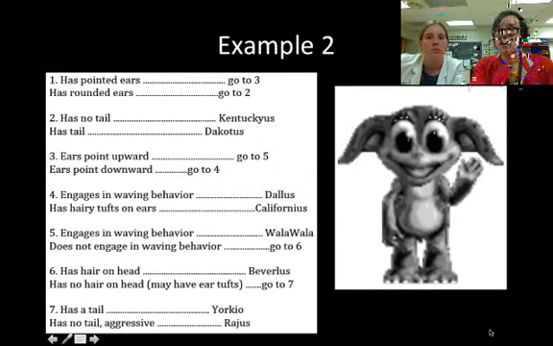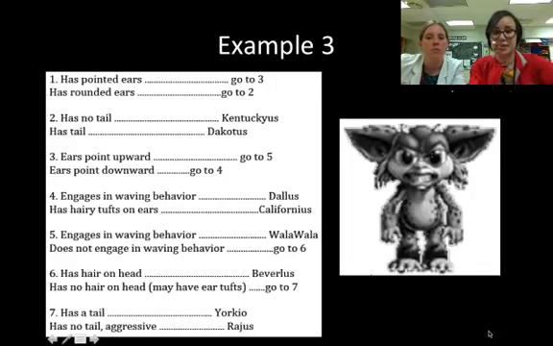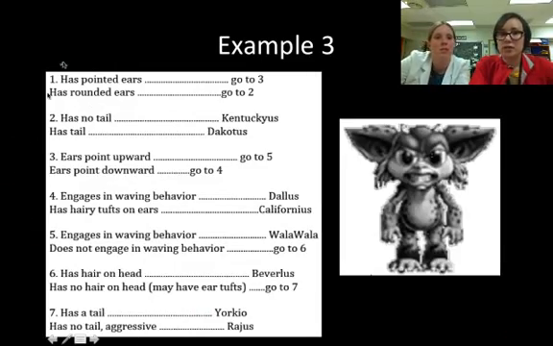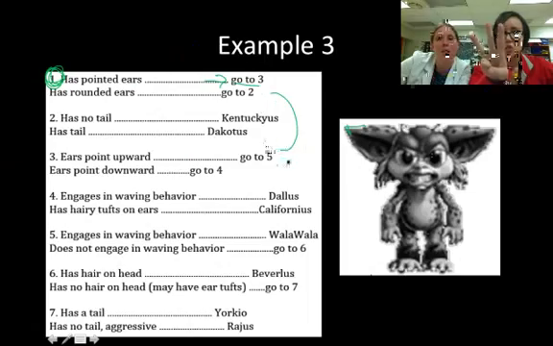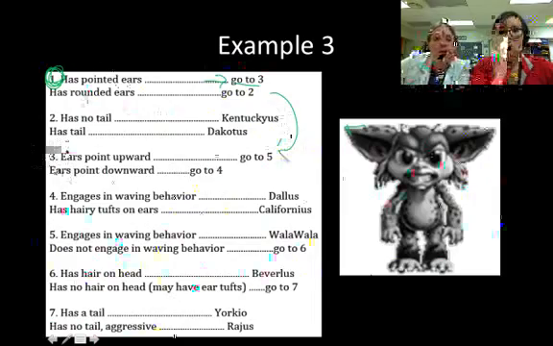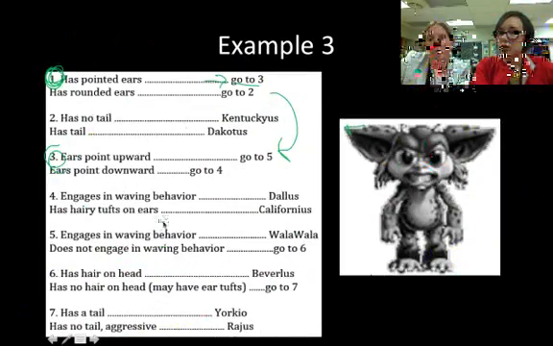All right. So let's try one more together and see how we do. All right, this guy looks a little mean. So here's our new organism, but what's our number one rule? Always start at number 1. All right. So let's go through quickly. Pointed ears, rounded ears. Pointy. Definitely pointy. So it says to go to 3. So we're jumping down to number 3. Are ears pointed upwards or downwards? They're pointed up. Upwards. So it says to go to number 5.